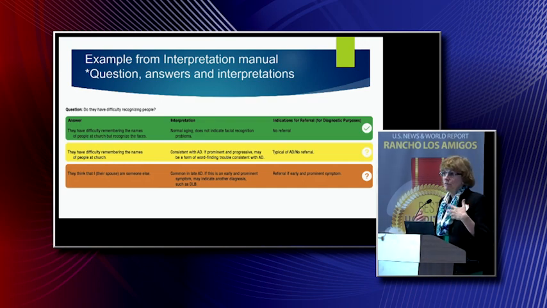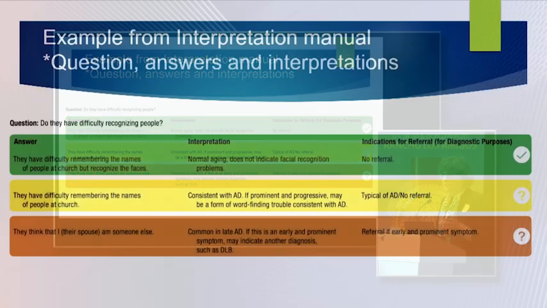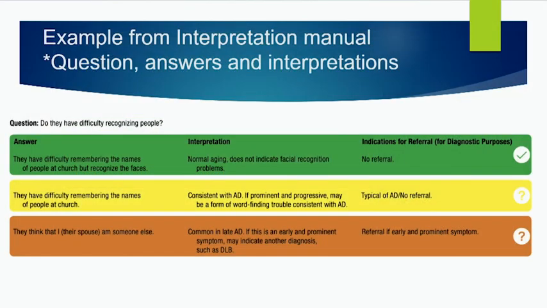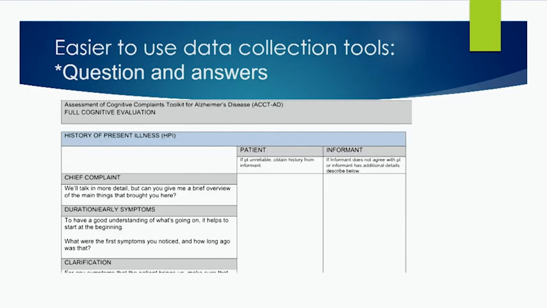But if they can't really recognize the people and the names, then that's maybe more consistent with AD, okay? But if they think their spouse is somebody else, that could be completely normal in more advanced phases of Alzheimer's disease. If that's really early or the first symptom, that's really not typical of Alzheimer's disease and may need a referral. Could be something like Lewy body or prosopagnosia or something else.